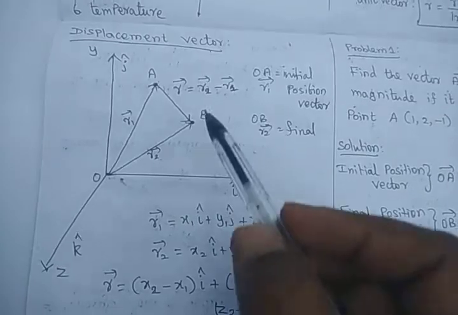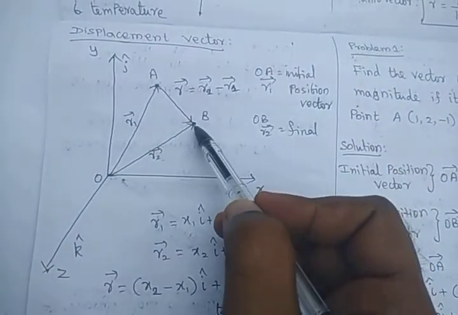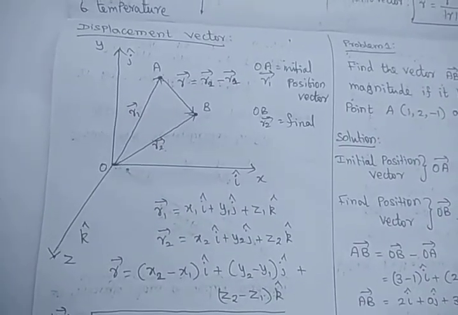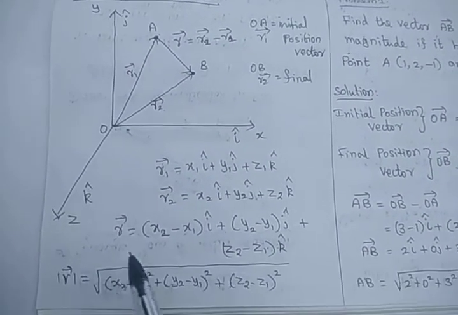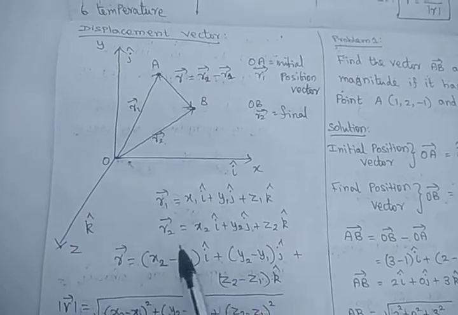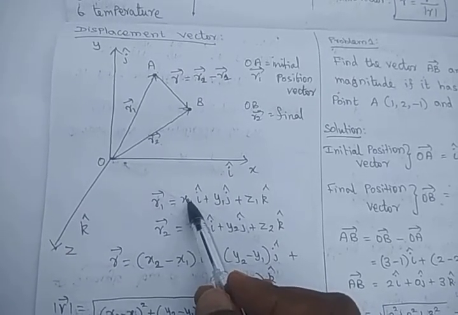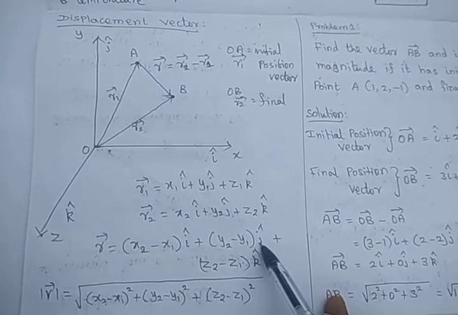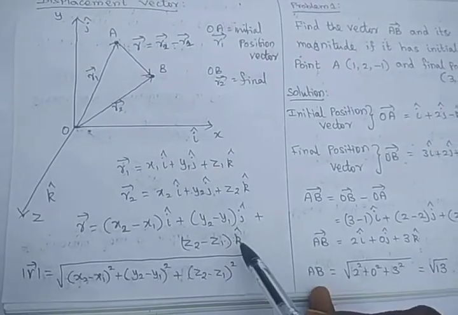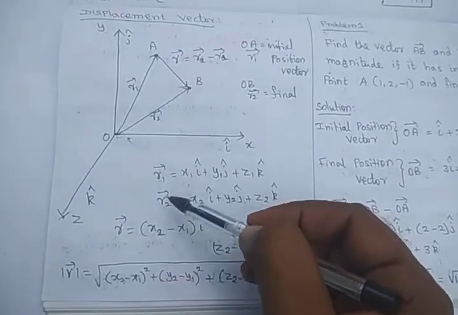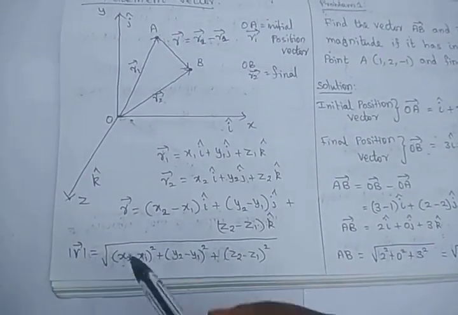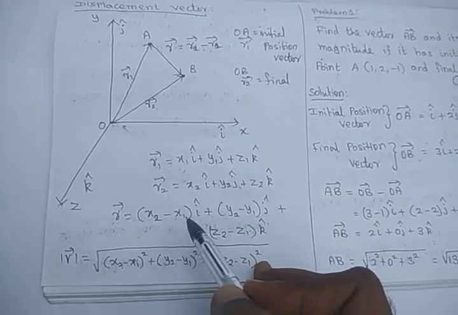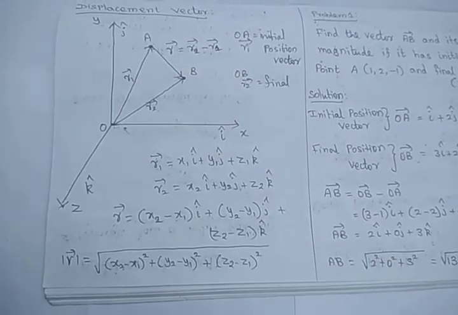We know the position vector at A and the position vector at B from the origin, r1 and r2. Just subtract them. Final position minus initial position is the displacement vector between these two. So the displacement vector r is equal to (x2 minus x1) i cap, plus (y2 minus y1) j cap, plus (z2 minus z1) k cap. Just subtracting r2 minus r1, we get the displacement vector r equal to x i vector plus y j vector plus z k vector.